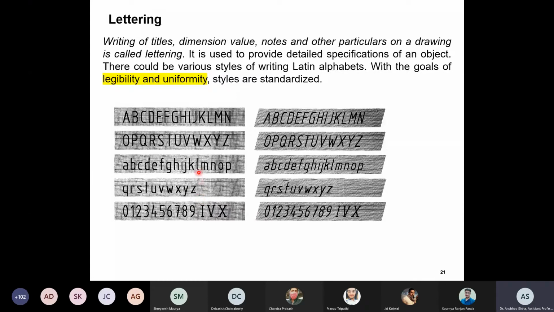Now coming to lettering. Basically when we write a title, dimensions, anything, lettering is used. There are various rules as we see, but the common idea, in a nutshell, is that it has to be readable. It has to be clearly written, and some sort of uniformity is there. As you can see, the letters could be upright or italics, but they are all uniformly marked. It looks like it is printed, but it is not. You are supposed to write like this.